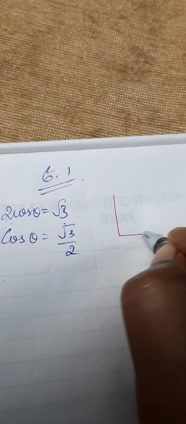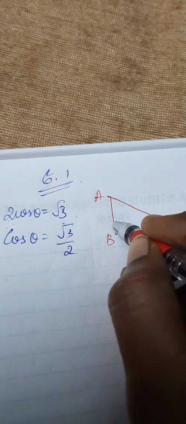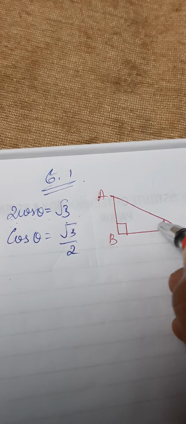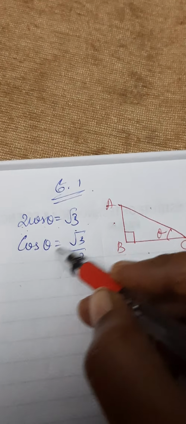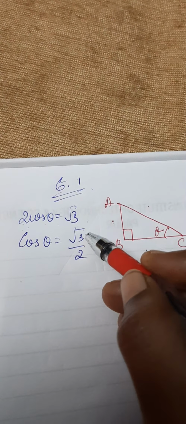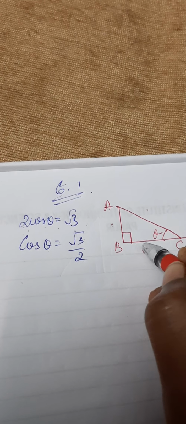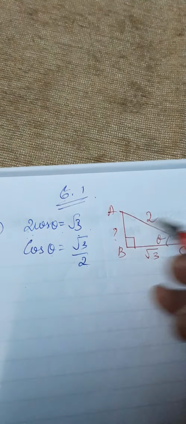So let us draw a right angle triangle like this. Let me put this to be A, B, C. Now this triangle is right angled at B. Let the theta be here. So this will be the opposite side, adjacent side, hypotenuse. Cos theta, you know, is equal to adjacent side by hypotenuse. So adjacent side is root 3 and hypotenuse is 2. So you have to find out this side now.